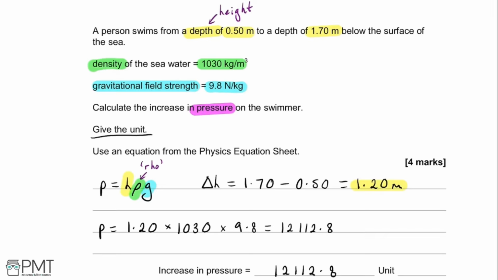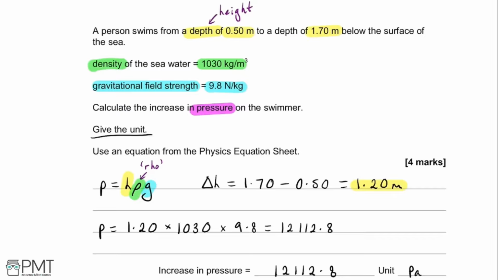The unit of pressure is pascals, and you write that with a capital P and a lowercase a. It's very important that you get the capital P there, otherwise you won't get the mark. Or you could also write newtons per meter squared. That is another unit of pressure, and that is also a valid answer.